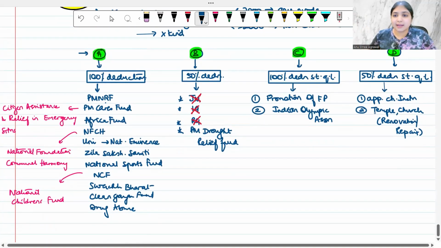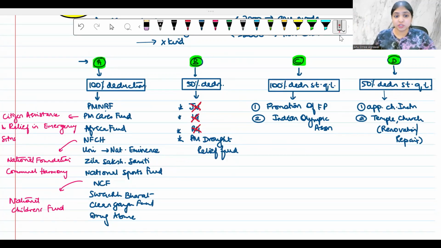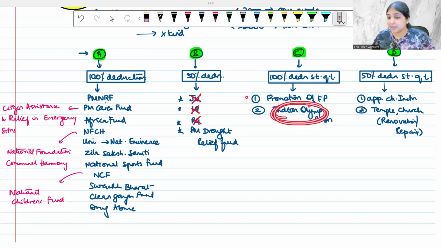Okay. Now under category A, we have all these Prime Minister funds and national funds. Under category B, we have the Prime Minister Drought Relief Fund. Under category C, we have donations towards promotion of family planning and donations to Indian Olympic Association. Please know that donation to Indian Olympic Association can be made only by companies. Indian Olympic Association is only for company assessees.